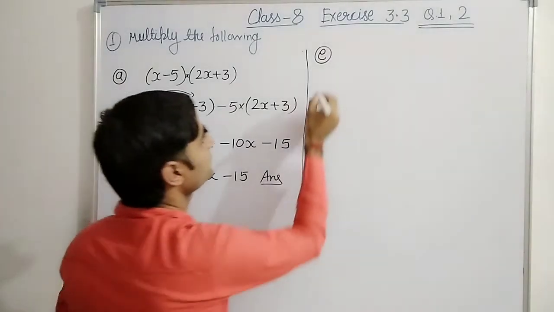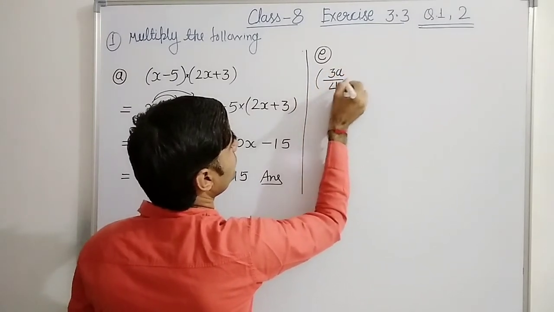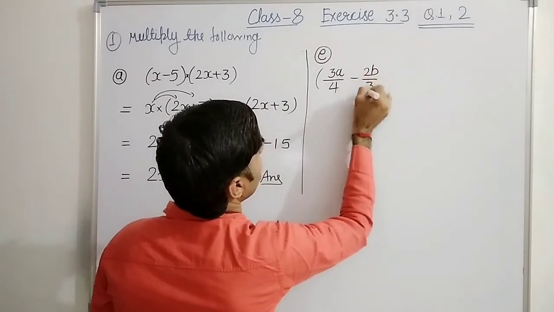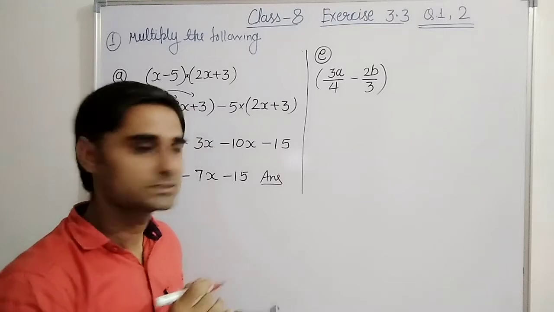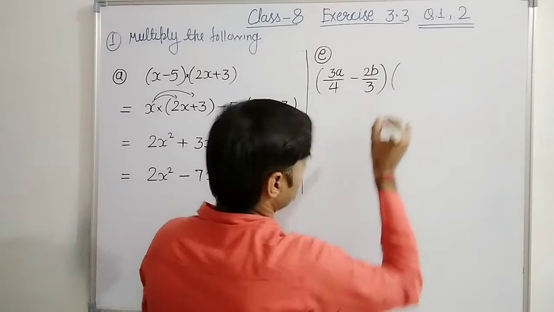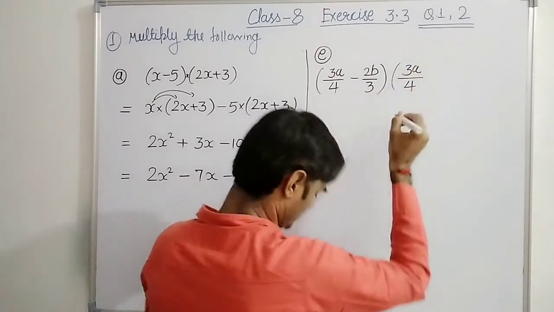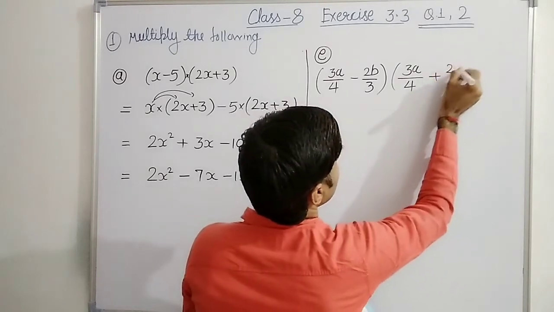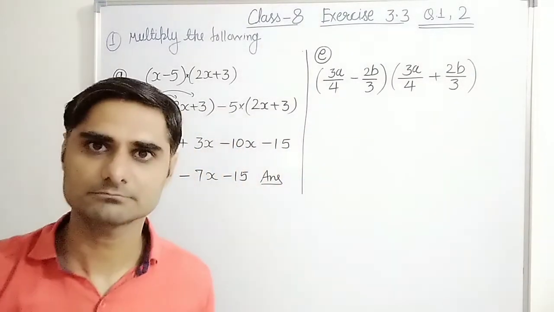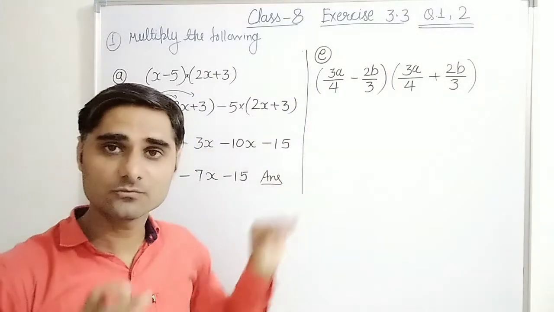First of all, (3a/4 - 2b/3), bracket close. And after that, on this side, one more bracket: (3a/4 + 2b/3). Now, with the same method, we will multiply them one by one.